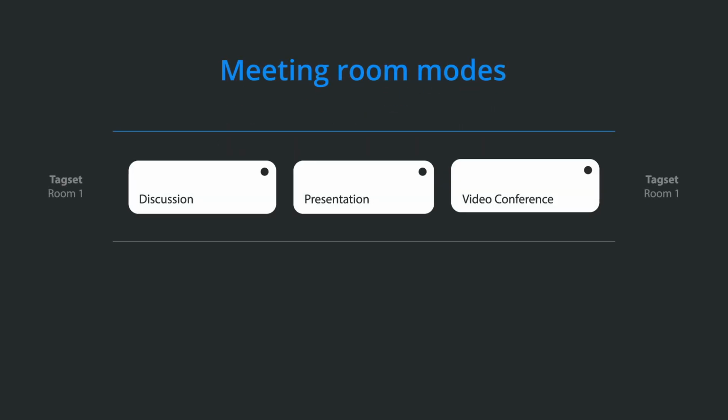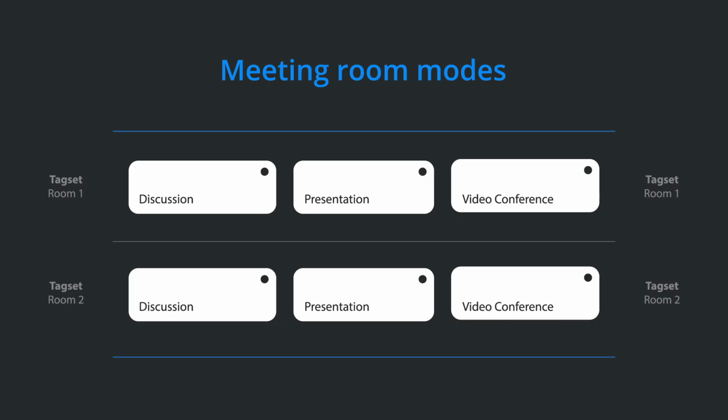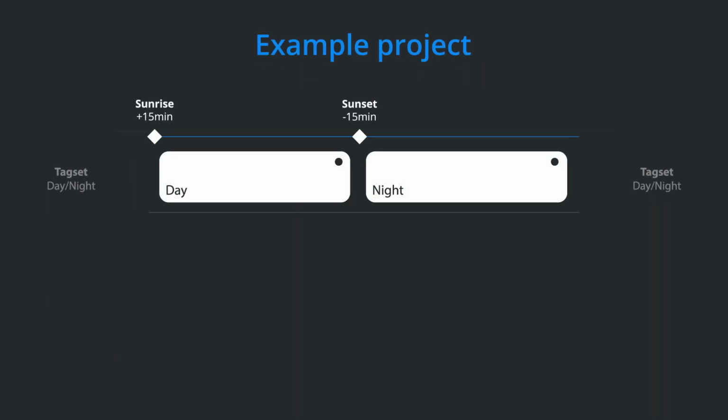Now here's another use case to consider: a project with 2 meeting rooms where the user selects different lighting looks. The rooms each have identical lighting options, but need to run independently, and as only one tag in a tag set is active at any one time, we'll need to create 2 similar tag sets for room 1 and room 2, each with the same tags for discussion, presentation, and video conference. Let's explore a few more examples using tags.